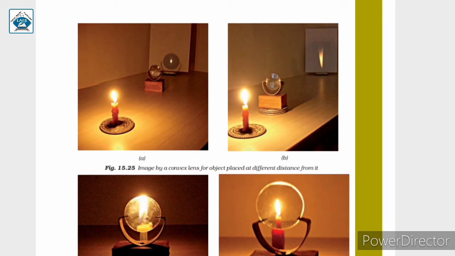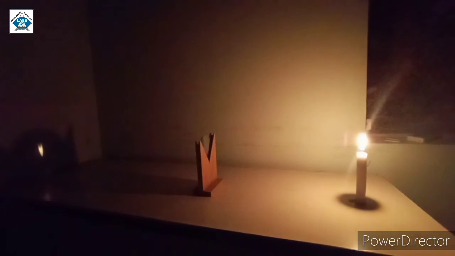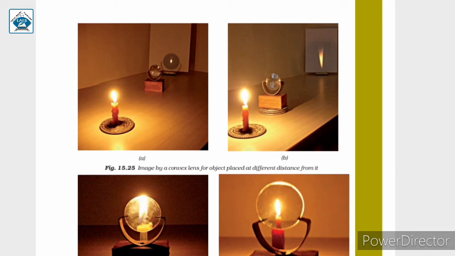For performing this activity, we require a convex lens and a stand. You need to fix the convex lens on a stand and place it on a table. At a distance of about 50 cm from the lens, you need to place a lighted candle. You need to adjust and try to obtain the image of the candle on a screen made out of paper. Here you can see this in figure 15.25. It is the image obtained by a convex lens for an object placed at different distances from it. Here we are asked, what kind of image did you get?